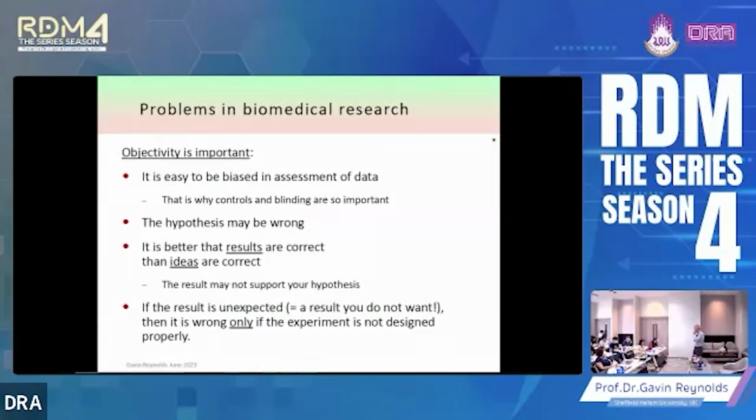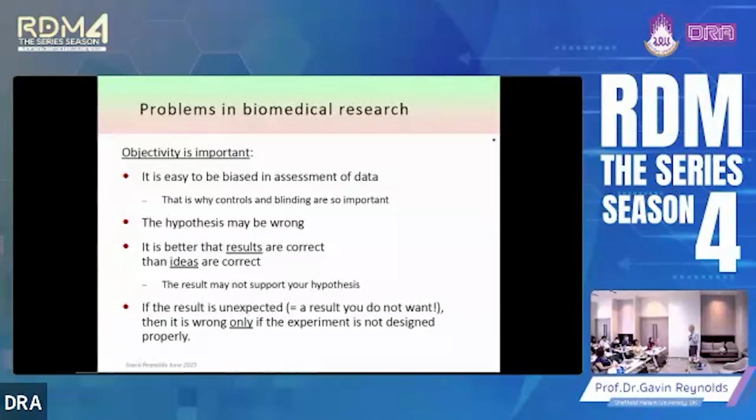So I want to talk a bit now about some of the problems in biomedical research which may limit our ability to do the work and eventually get publications. One is that objectivity is very important. It's very easy to be biased when you assess data. We know what the outcome might be, so we do our very best to ensure that the outcome is what we expect. And that's, of course, why controls and blinding are so very, very important.